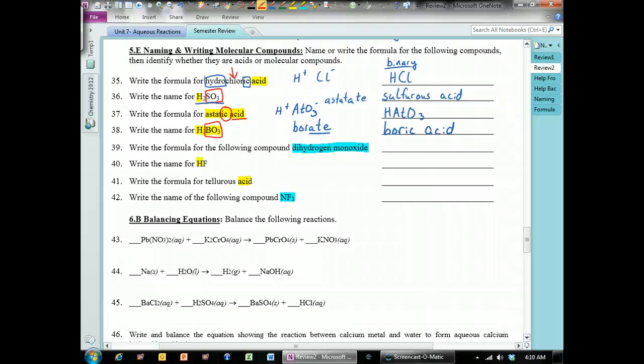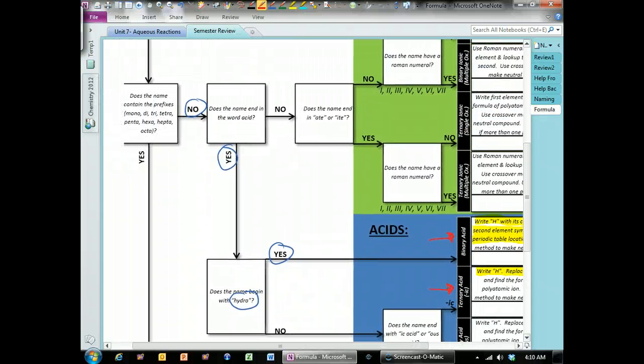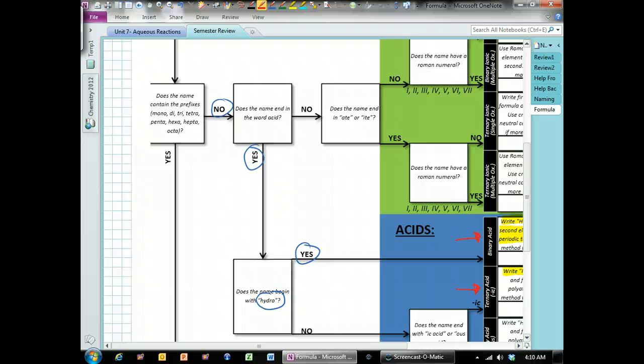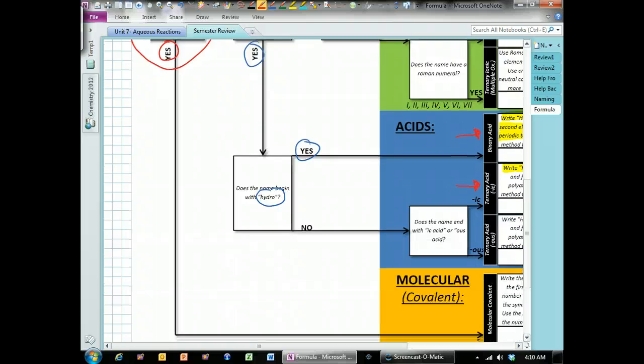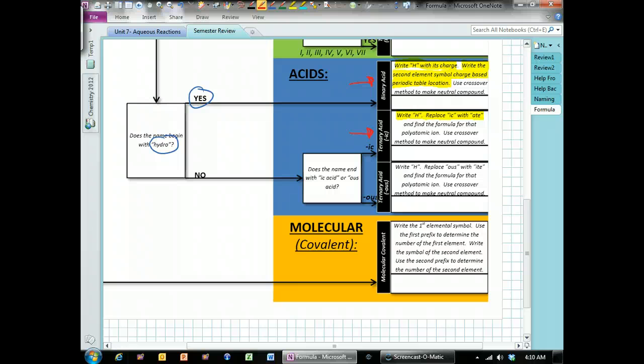The next example, dihydrogen monoxide. I want you to look at the prefixes on here, di and mono, and they'll help us when we're trying to write the formula. When we answer the questions on the flow chart, we don't end up going to the acid section. At this question right here, we're going to answer yes because it has both di and mono in it. So we end up going down here to naming molecular compounds or covalent compounds.